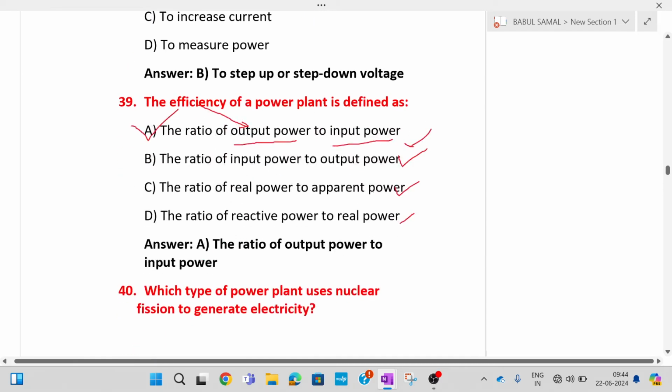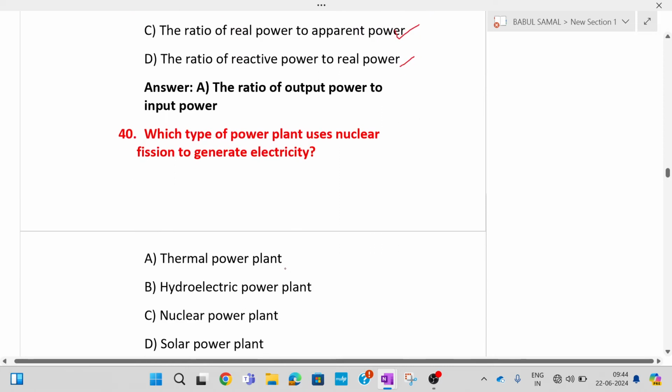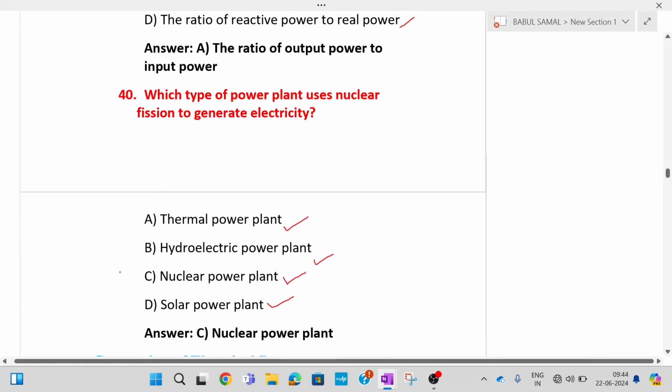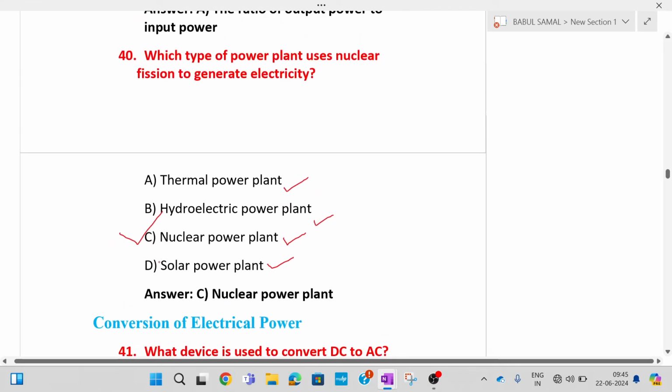Next question. Which type of power plant uses nuclear fission to generate electricity? Options are thermal power plant, hydroelectric power plant, nuclear power plant, solar plant. The question asks about nuclear fission, so definitely option C will be correct, nuclear power plant. Another session has been discussed.